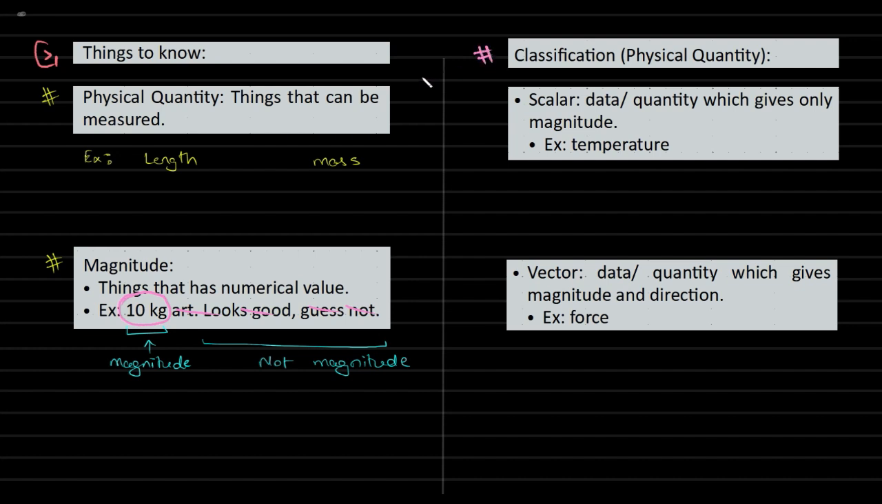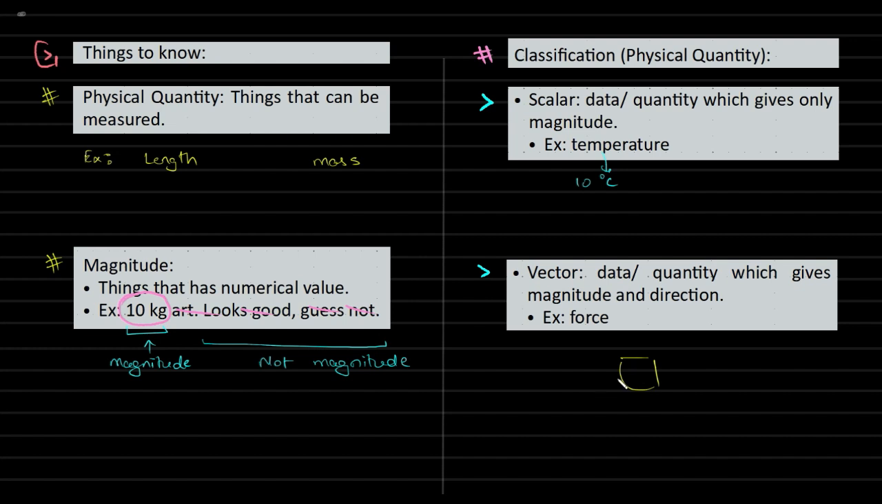Next is about classification of physical quantity. So we understand what is physical quantity. We understand what is magnitude. Now, if you want to classify a physical quantity, we'll begin with the scalar and then the vector. So what is the scalar? Any quantity or data which gives only magnitude. For example, temperature. If we talk about temperature, we just talk about it being 10 degrees Celsius or something like that. While the vector quantity is a quantity which gives magnitude and direction.